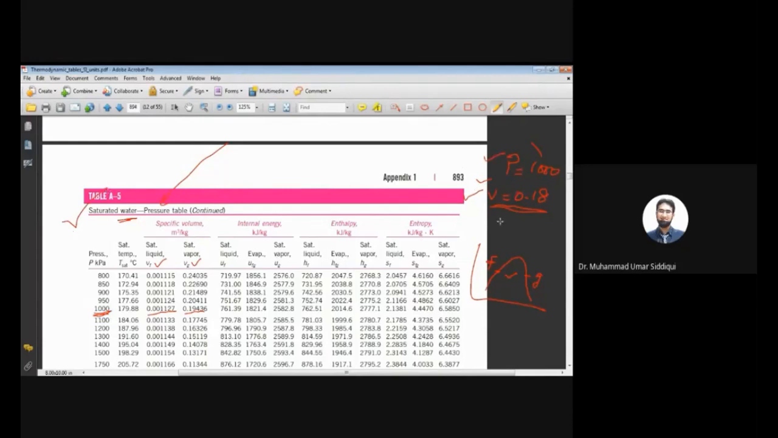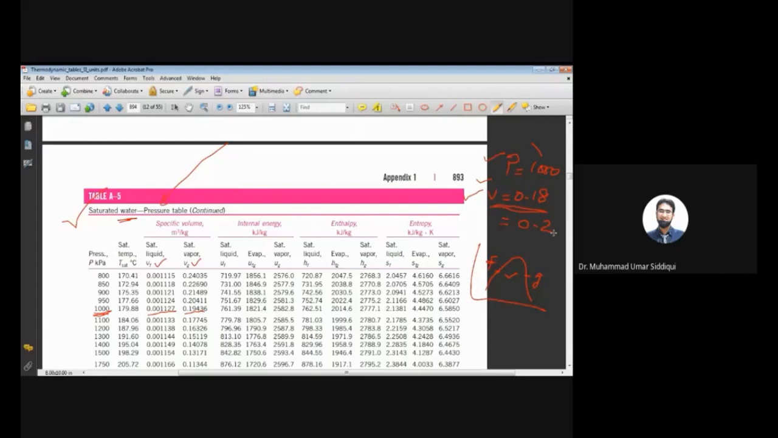Okay. Now tell me one thing. Suppose I say that the value of V is not 0.18, rather V is 0.2. So what do you think? Are we in the saturation region now? How do we compare? We compare between VF and VG.